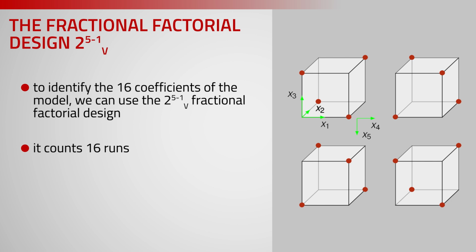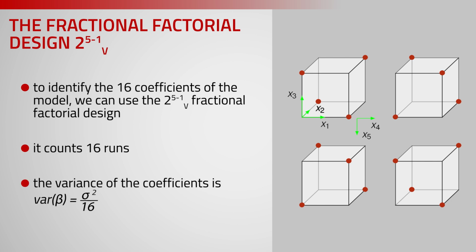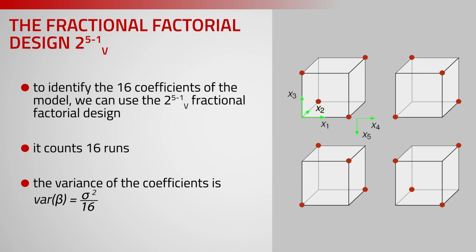It will have a very interesting variance level: the variance of the experiment, sigma squared, divided by 16. Why is that? Because when we calculate the effect, we have all the 16 experiments available to make this calculation. So it will be more powerful than if we do a one factor at a time experiment.